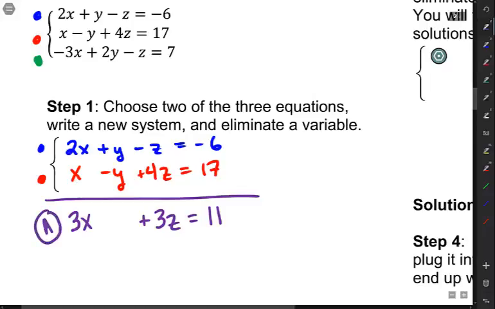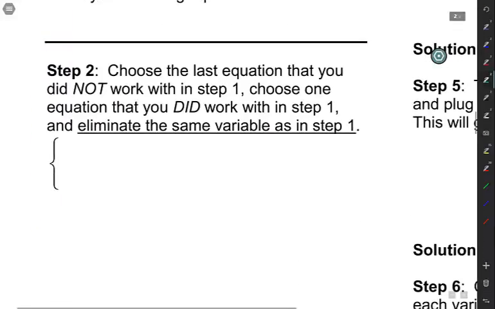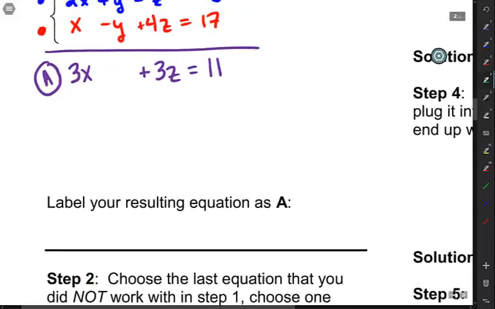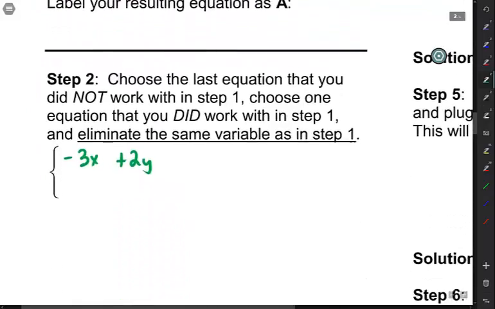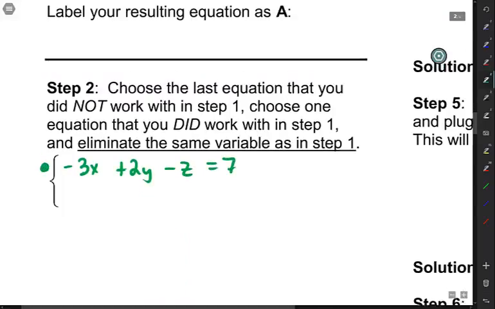What we just did is we took one plane, we intersected it with the second plane, and we now have a line. We have one line. My next step is to get another line using different equations. Now, Sebastian, what equation have I not used yet? The green. Okay, so let's copy the green down at the bottom. -3x plus 2y minus z equals 7.